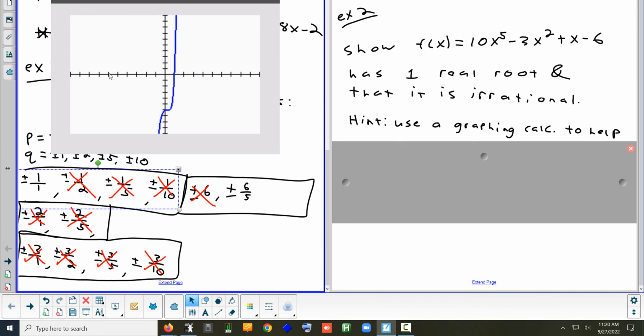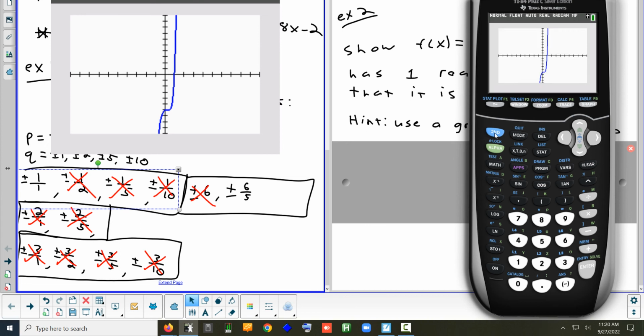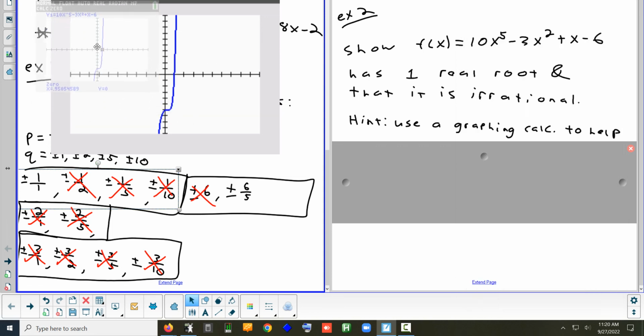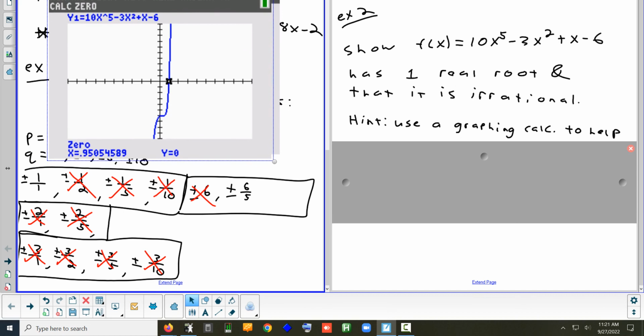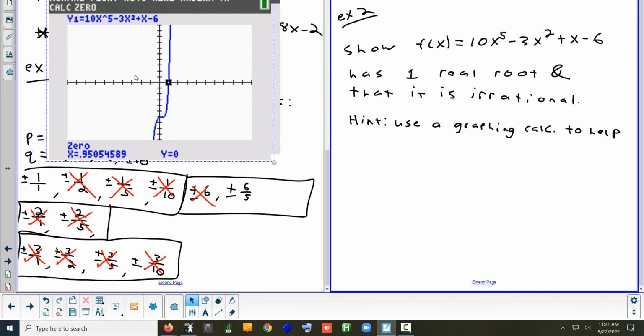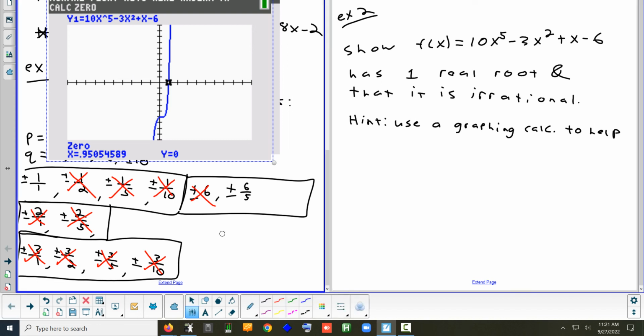So let's use the table on the calculator. Actually, no, we don't even need the table. Let's just calculate the 0. So pick a point to the left, pick a point to the right, and make your guess. So it says the 0 is 0.9505. Is that a number in this list? So what does that mean about it? It has to be irrational. That proves it. Because if it was rational, it would be in this list.